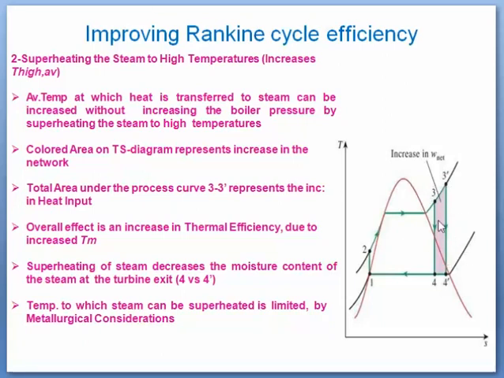One more benefit we can see here: by increasing the degree of superheat, after expansion in the turbine, the moisture content at the turbine exit also gets reduced. Earlier, when it was expanding from 3 to 4, this point 4 represented more moisture content. Here this 4 has shifted to 4 dash when we are doing more superheating, and expansion takes place from 3 dash to 4 dash. Now the question arises, up to what extent can we superheat? That is controlled by metallurgical considerations.